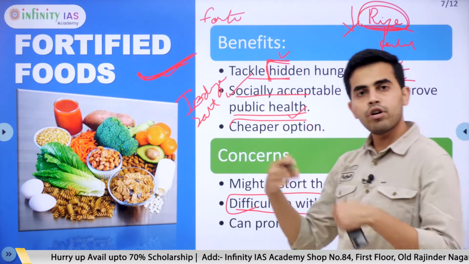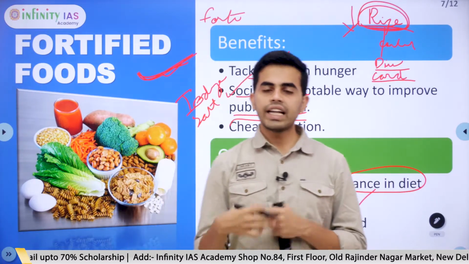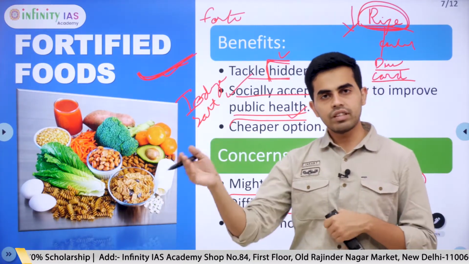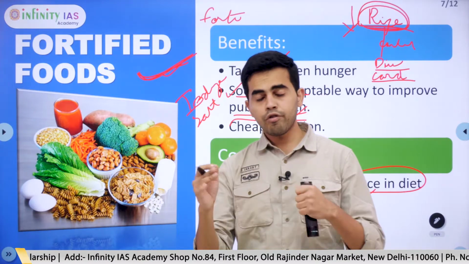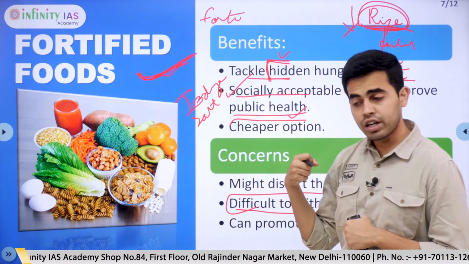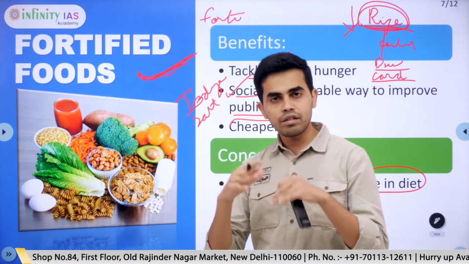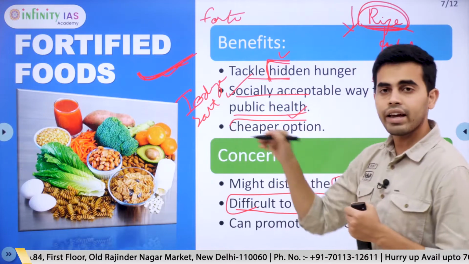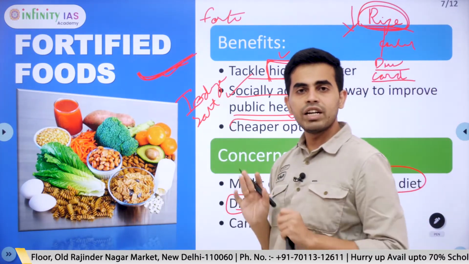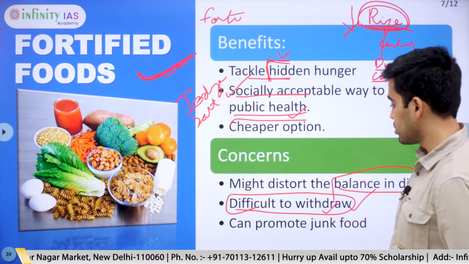So now that we have fortified rice with iron, and one day we have actually tackled the problem of vitamin B12 deficiency or folic acid deficiency in the future, we cannot withdraw fortified rice from the market. It is very difficult to change the market conditions once we have introduced a certain item into the market. So that is a problem with fortified foods.